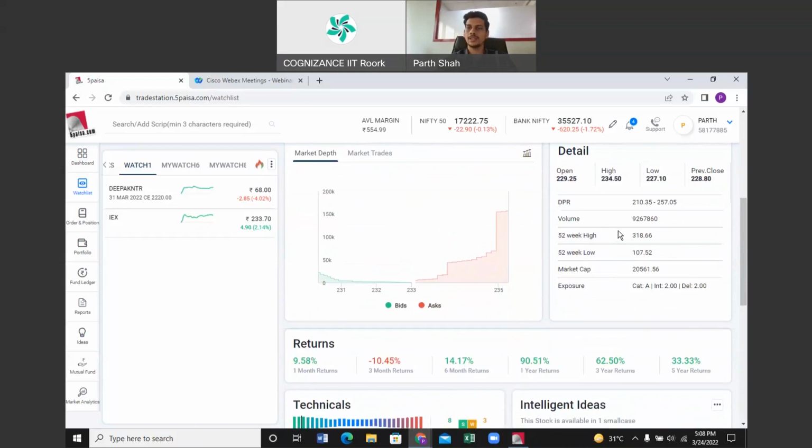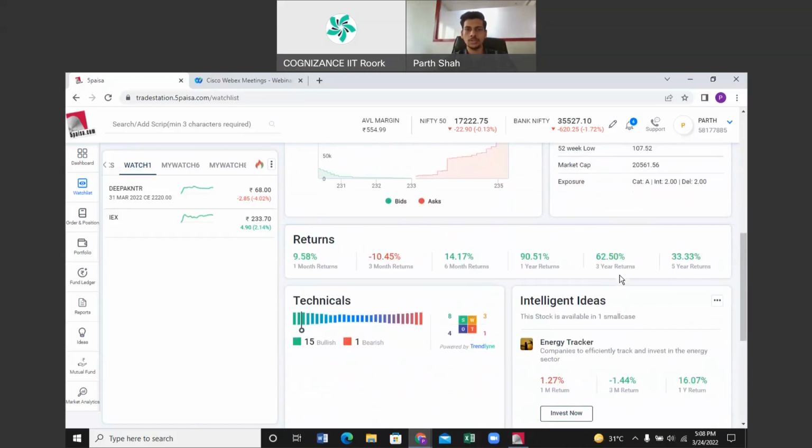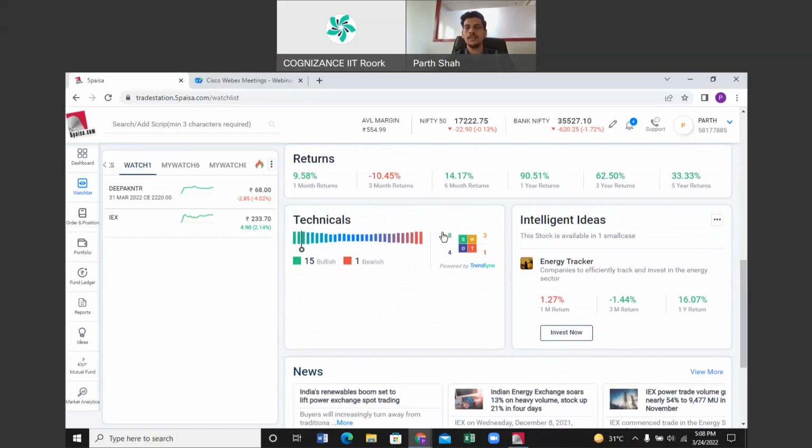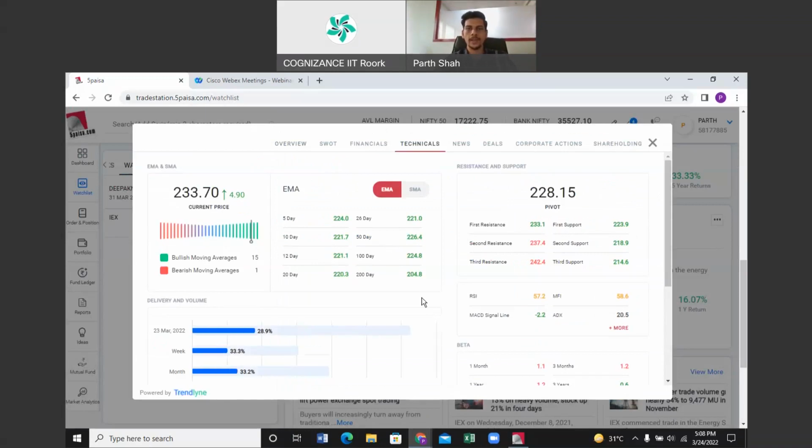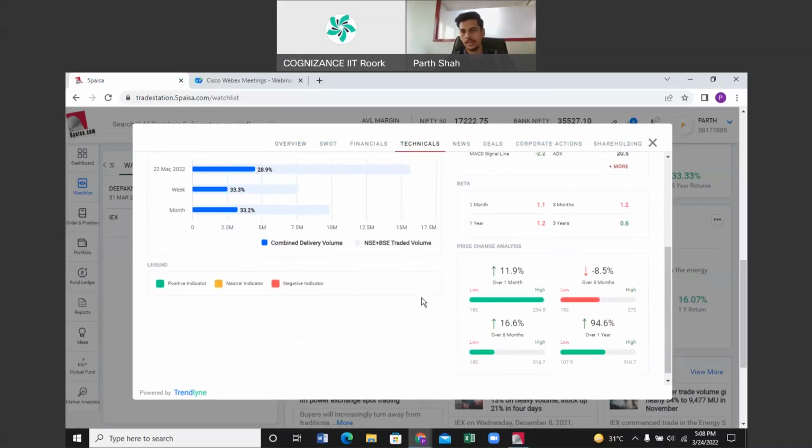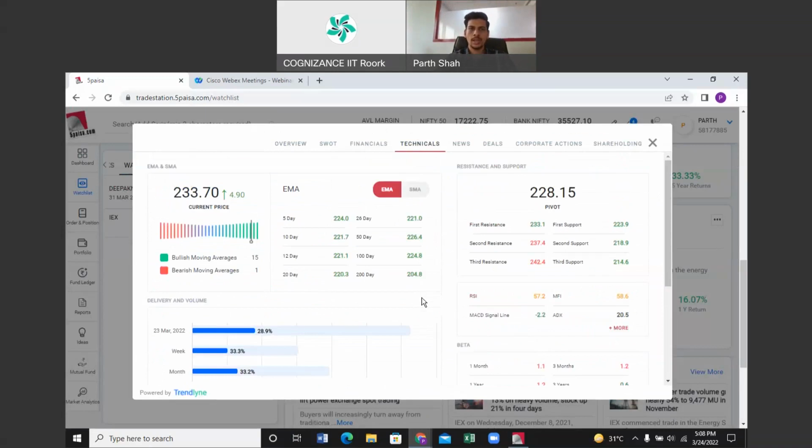Then you have the details where you can see the open, high, low, close, previous close, basic details with respect to the stock. Then you can see the returns of the stock in the past 1 month, how the stock has performed. Then we have a technical space here where you can actually see the technicals of this particular stock. If I click on it, it will give me all the technical details with respect to the stock, like what the exponential moving average looks like.